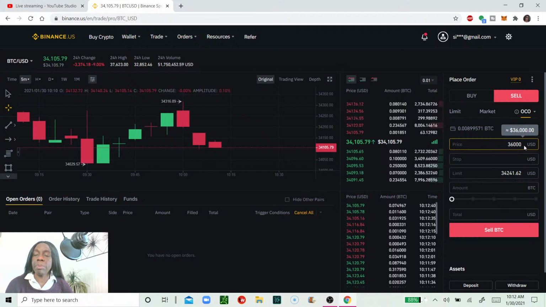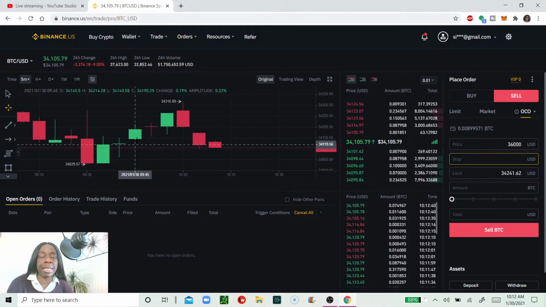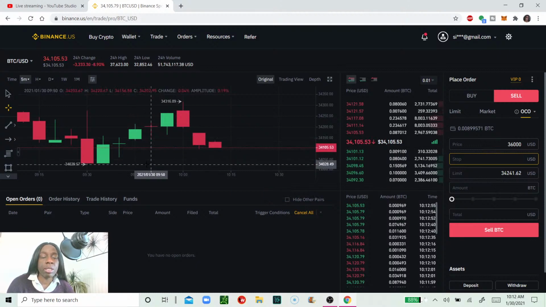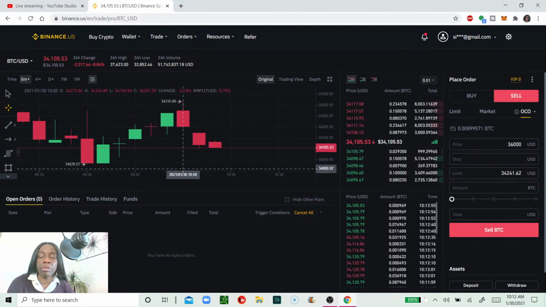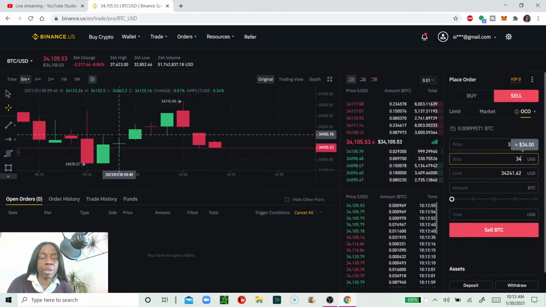So we've got our take profit up here. Stop loss, we'll set that at, price right now is at 34,100. So we can set our stop loss further down, 34,030. Did I say 34,030?